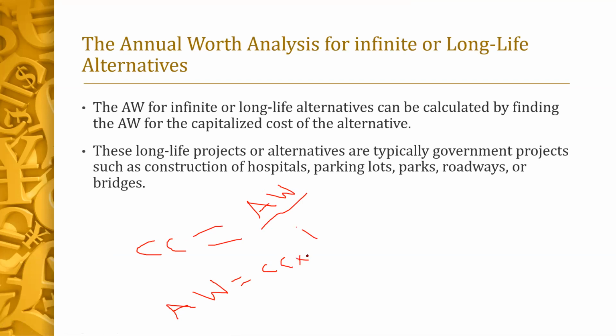So whenever we see the capitalized cost, whenever we see a present value, remember this is a PV, a number in a present format, we multiply it by I to find the annual worth for infinite projects. As we discussed in the previous chapter, these infinity projects typically are government projects such as building hospitals, parks, roadways, bridges, etc.